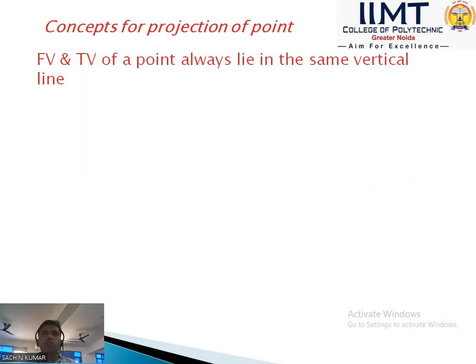Now, some important notes and points come out of this discussion. The front view and top view of a point always lie in the same vertical plane. In all these cases, we can see that the front view and top view are always on the same vertical line.